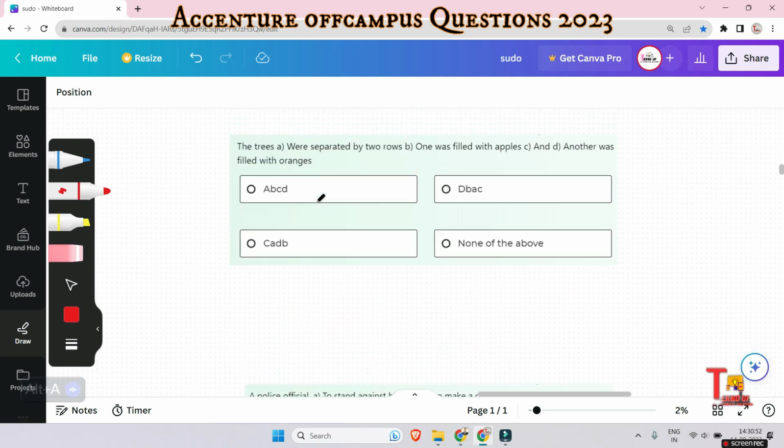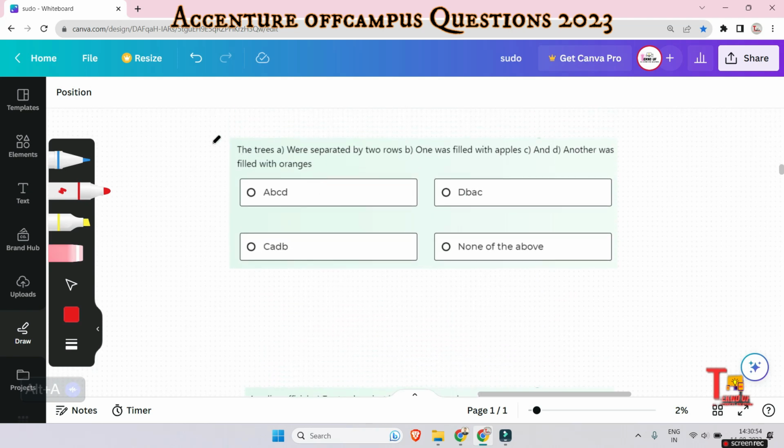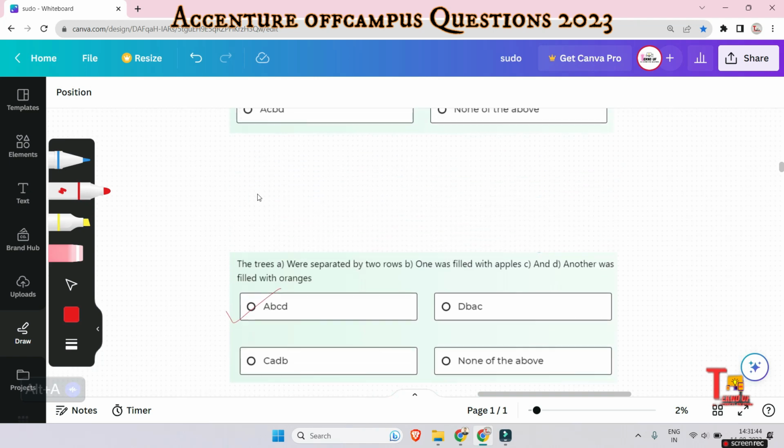Okay, the next question is this. Pause the video and solve the problem. Okay, I'm answering. The answer will be actually ABCD. The phrases are already given in a proper way. That is, the subject is followed by a verb, and adjectives and objects in the end, right? So this will be answered.